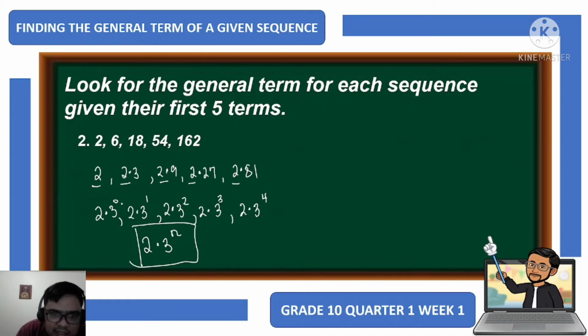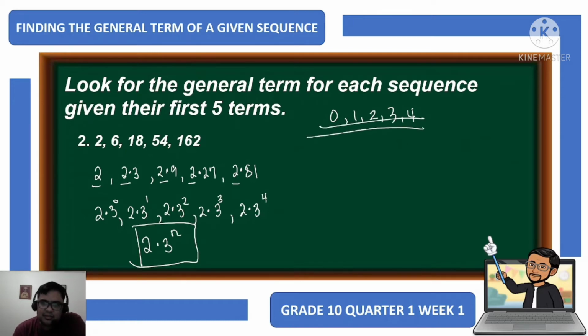Okay? Pero, ang titignan na lang natin, yung mga exponent. O ano ba exponent dito? 0, 1, 2, 3, 4. So, instead of using the original terms, ang gagawin na lang natin, ito. 0, 1, 2, 3, 4. So, hanapin natin yung pattern o yung form nito using yung linear form or quadratic form.